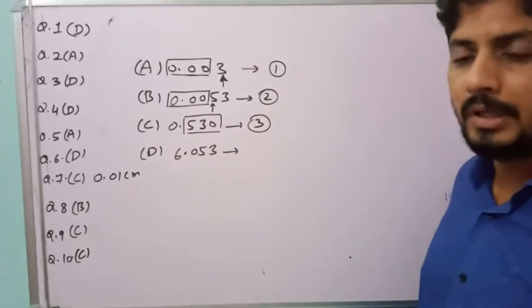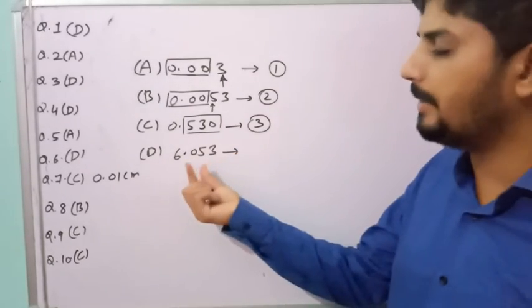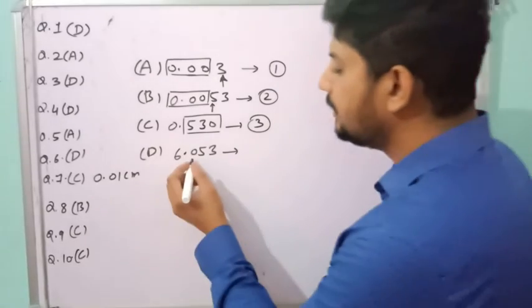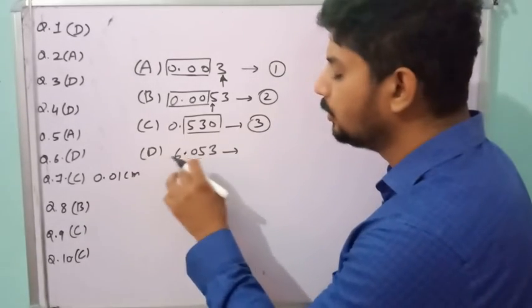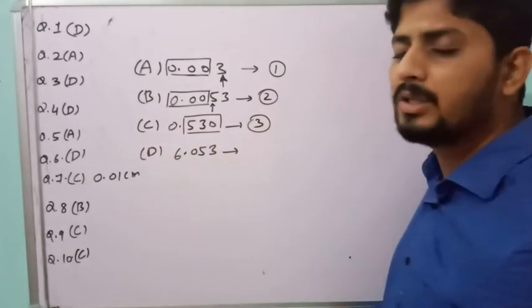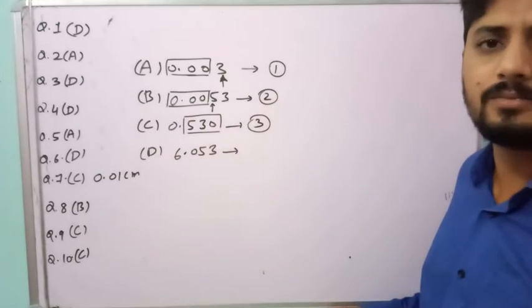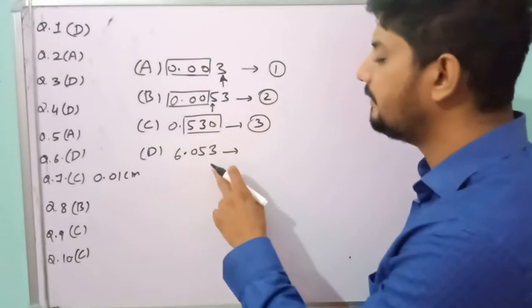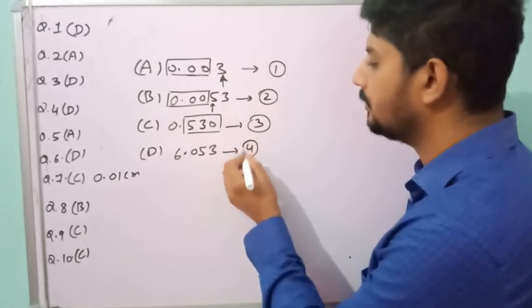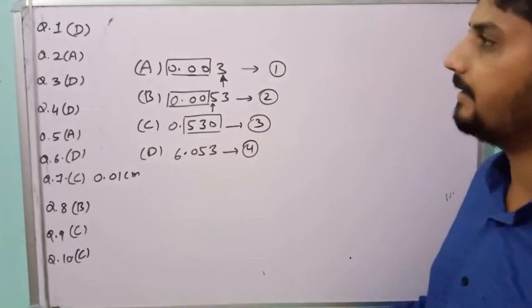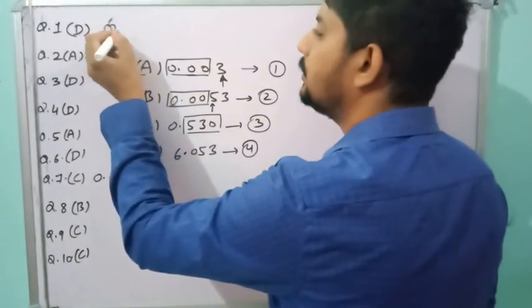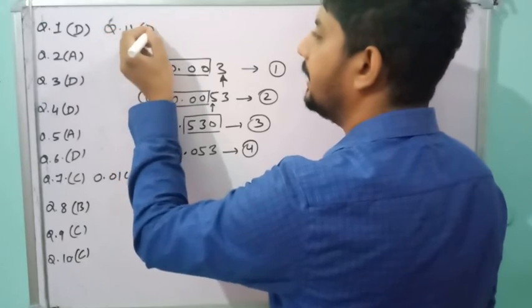In option D, I told you that if a zero is trapped between two non-zero digits, here this zero is trapped right between the two non-zero digits, so this zero is also considered significant. So the number of significant figures here is 4. So your option D is correct.